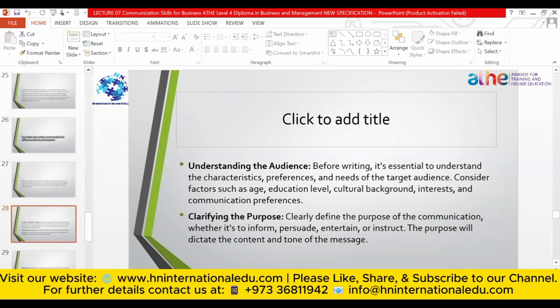If you want to write a story that includes a lot of fairy tales, then definitely it is meant for toddlers, the children. That is what understanding the audience means, perceiving them. Clarifying the purpose. Clearly define the purpose of the communication, whether it is to inform, persuade, entertain, or instruct. The purpose will dictate the content and tone of the message.